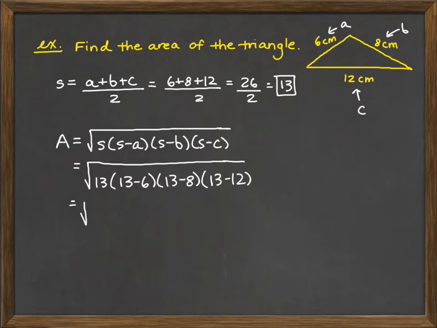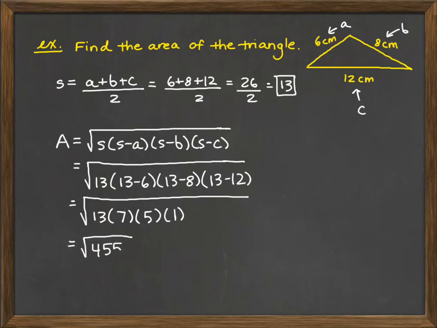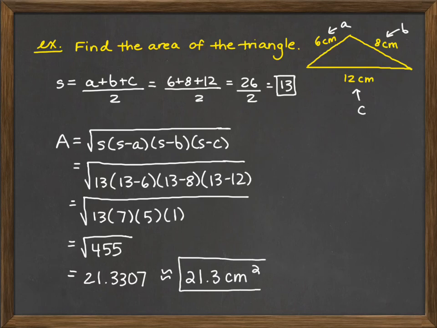Now we're just going to simplify this. We're going to get 13 times (13 minus 6), which is 7, times (13 minus 8), which is 5, times (13 minus 12), which is 1. So now we've got the square root of 13 times 35, which is 455. I'm just going to simplify that in my calculator. The square root of 455 is equal to 21.3307, and so that's approximately 21.3 centimeters squared.